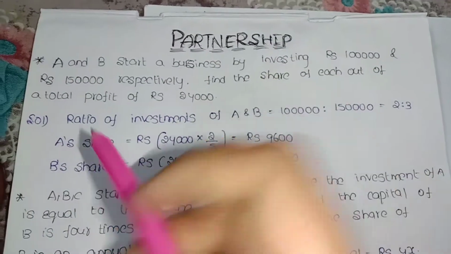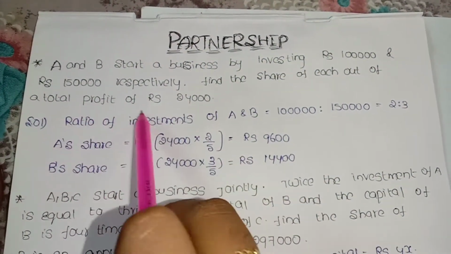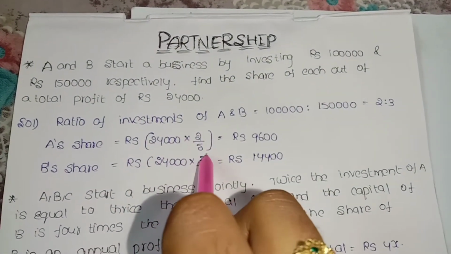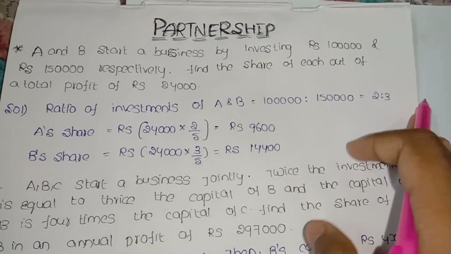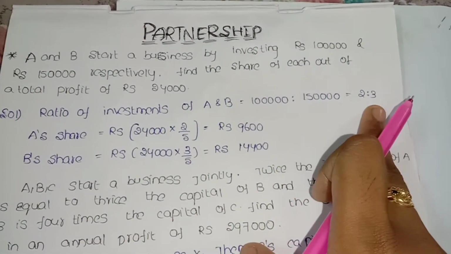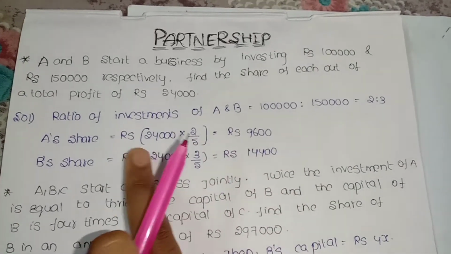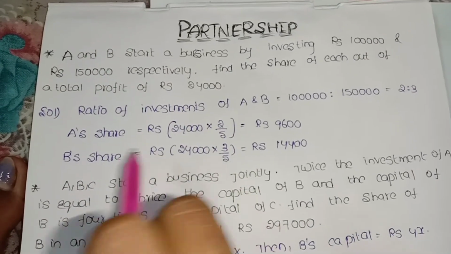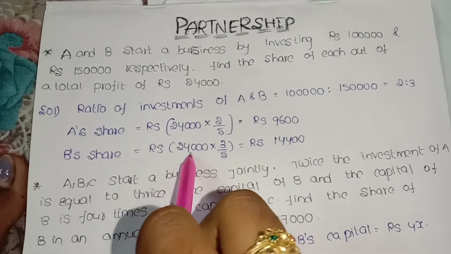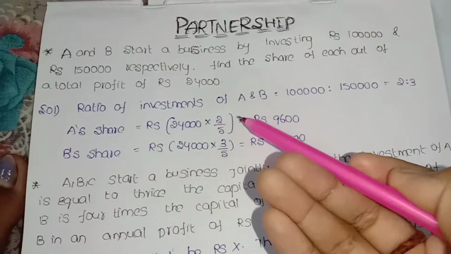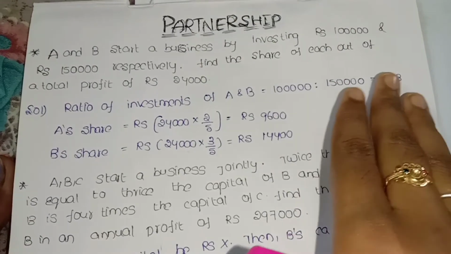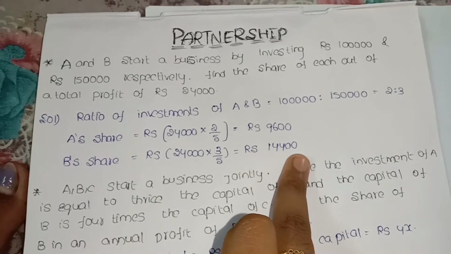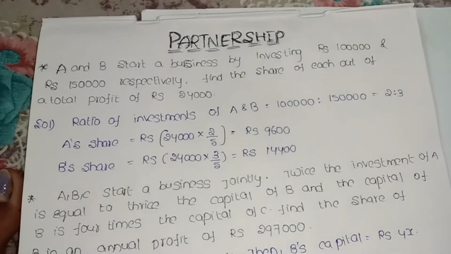First, we have to find A's share. How to find A's share? Write the total profit into, in the numerator, A's investment, and in the denominator, the sum of the investments. What is the sum of the investments? 2 plus 3, 5. So I write 5 here. Simplifying, I get 9600. Coming to B's share: write the total profit into B's investment in the numerator, and in the denominator the sum of the investments. Simplifying, I get 14,400. This is my answer.